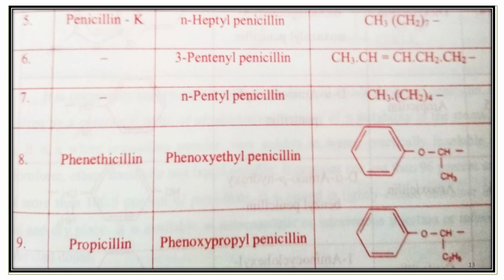The next one is propicillin. What is propicillin? The chemical name is phenoxypropyl penicillin. How many carbons will be there? Total 3 carbons will be there. So for phenoxypropyl penicillin, the R group will be C6H5OCH, C2H5.